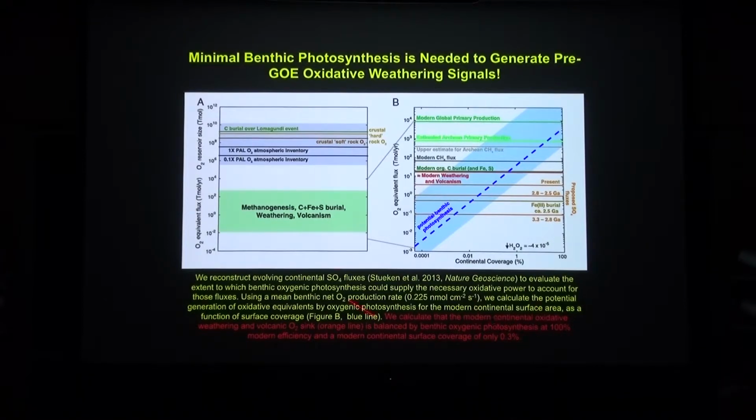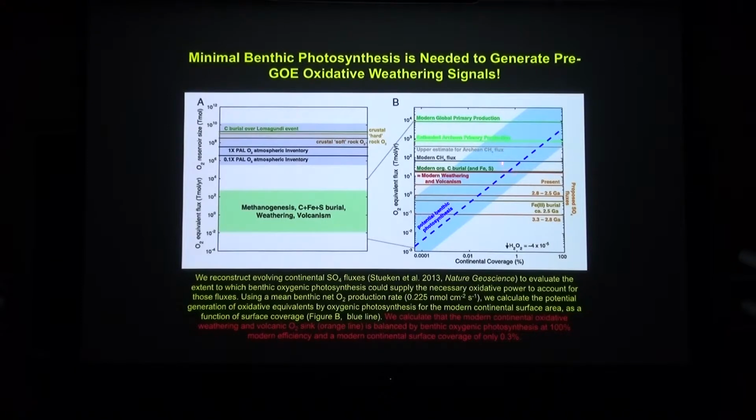So we look at modern O2 net production, not gross, net is after the O2 is used up in internal respiration, of this value, and we integrate it over the continental land surface. So in other words, this is 100%. Imagine 100% of the Earth today covered in a microbial mat generating O2 at that rate. That gets us pretty close to the modern global primary productivity number. And that includes terrestrial and marine. We know that's basically 50% terrestrial, 50% marine. So that's almost the same as modern global primary productivity on land. Okay? But that's assuming every bit of continent is covered in microbial mats.